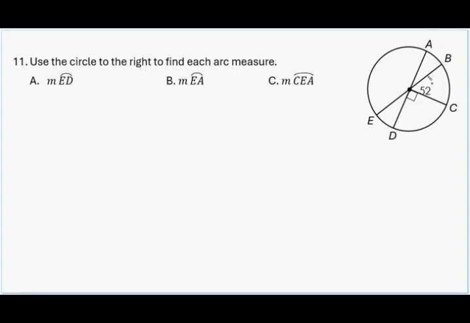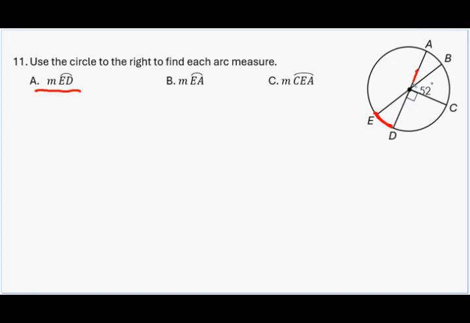Number 11, use the circle at right to find each arc measure. Let's see what we've got listed here. This angle B to center to C is 52. We got a right angle here. So let's just see what they ask for first. E to D. E to D. So we're looking for this.